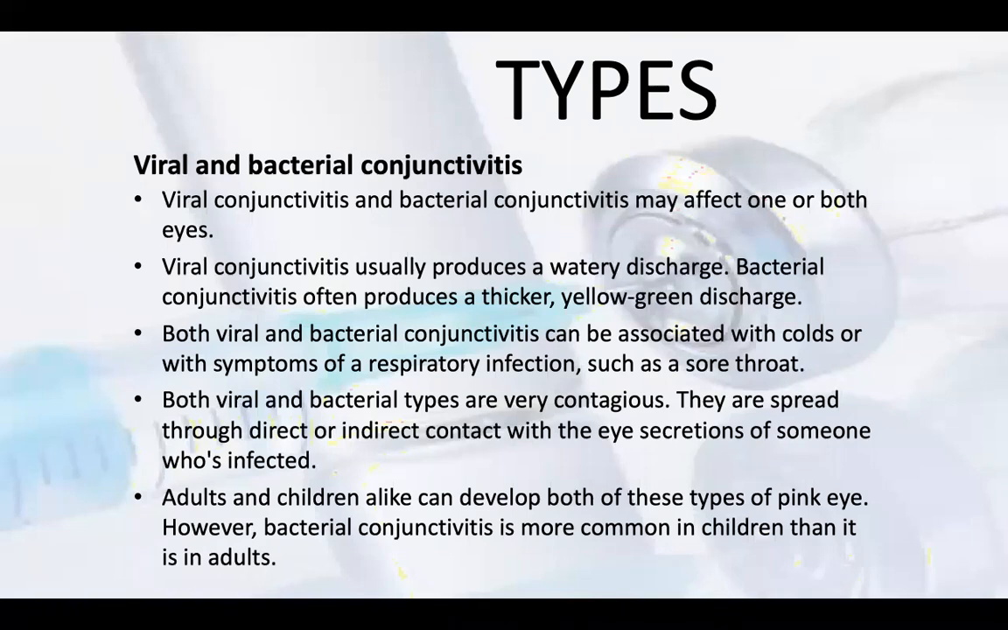Both viral and bacterial types are very contagious. They are spread through direct or indirect contact with the eye secretions of someone who is infected. Adults and children alike can develop both of these types of pink eye. However, bacterial conjunctivitis is more common in children than in adults.